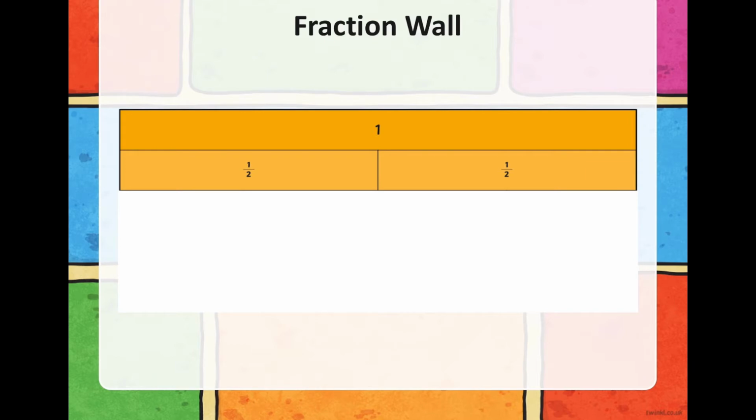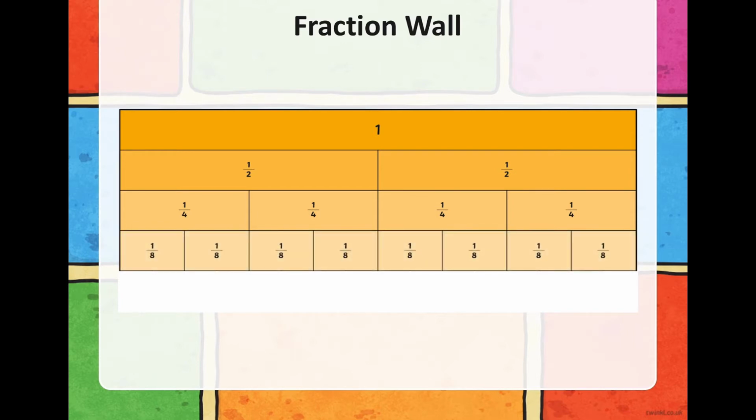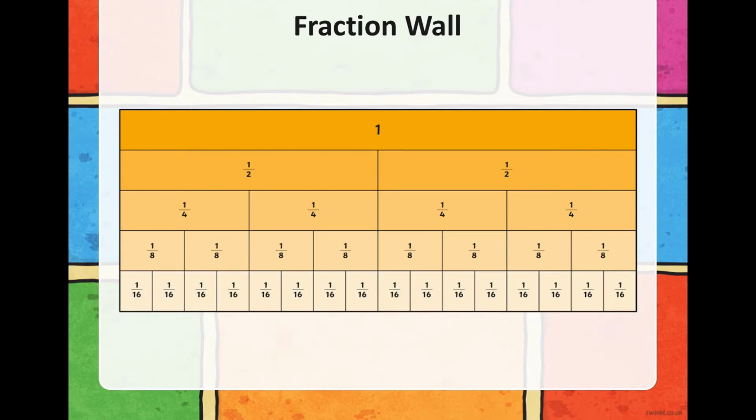If we split this whole into two, then we have two halves. If we split this whole into four, we have 4 quarters. Each one of these is 1 part out of 4. We can then split these quarters again into eighths. So we have 8 eighths in our whole here. Each one of these parts is 1 part out of 8. We could even divide these into sixteenths.